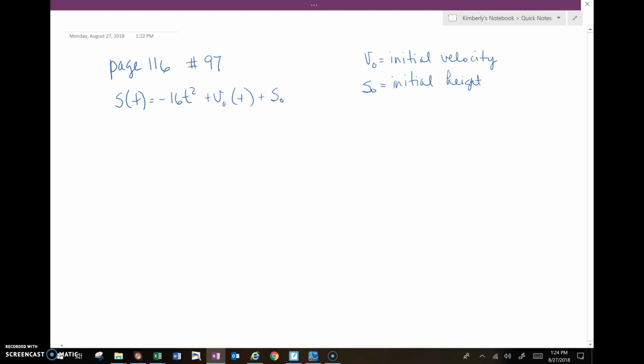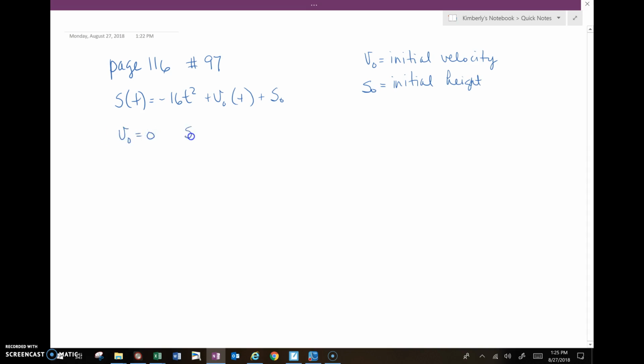By request, let's take a look at number 97 on page 116 that refers to an object that is free falling. They're giving us a position function here of negative 16t squared plus v naught times t plus s naught, where v naught is the initial velocity and s naught is the initial height. In this problem, we're dropping the object, or the silver dollar in this case, off the top of a building. So v naught is 0.